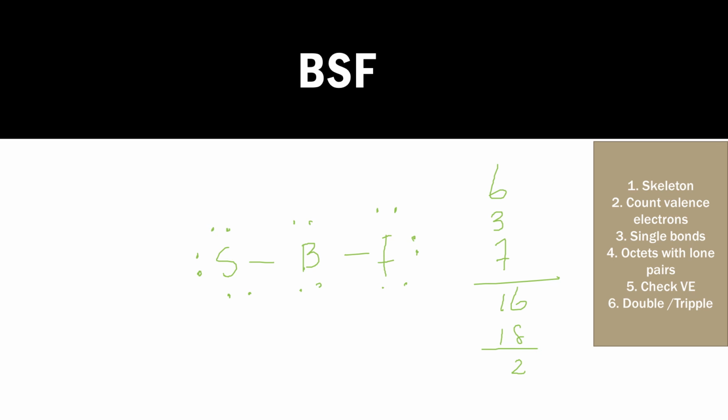Two things over here. Therefore, we can put one double bond here and take away 2 like this. So now 2, 4, 6, 8 and 2, 4, 6, 8. This is the structure for BSF. So you can count 2, 4, 6, 8 on each atom. Let's move to the other one.